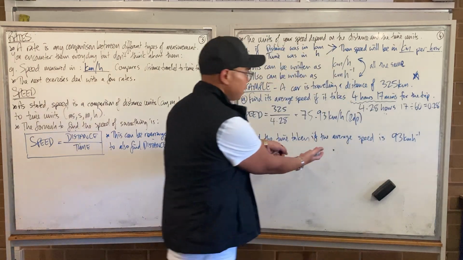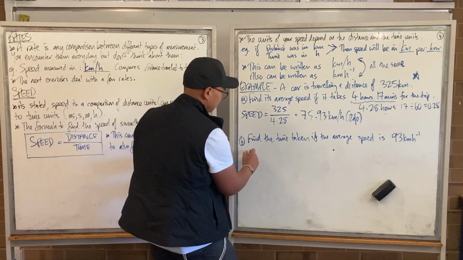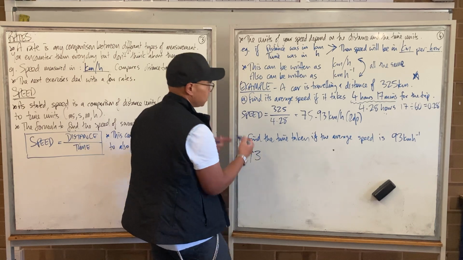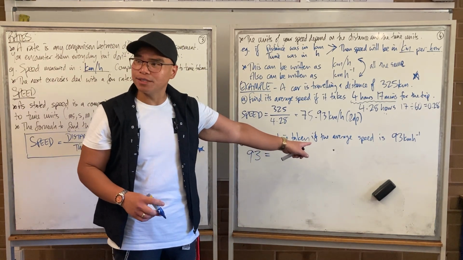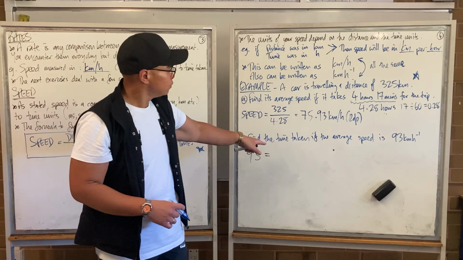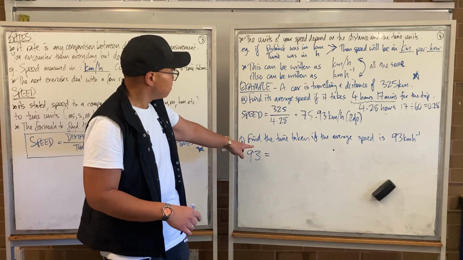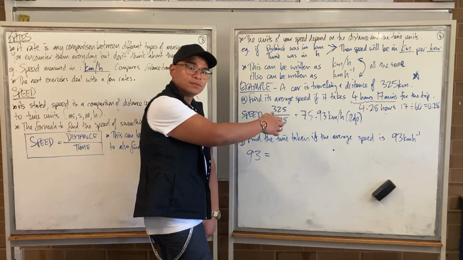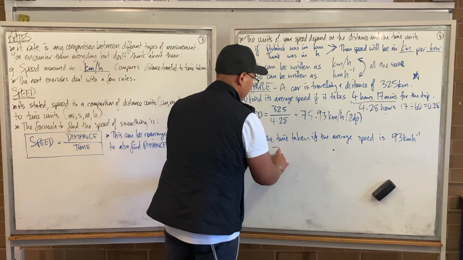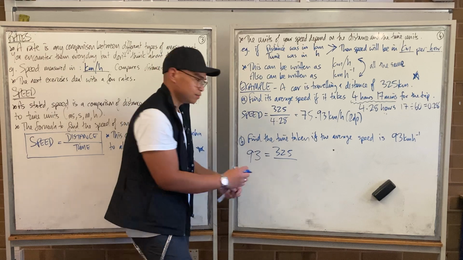Speed, do you know what the speed is in that question? How fast are you going? 93. So I've given you a formula that tells you the speed is equal to something. Find the time taken. Do you know, can you just give me a second? Because it's recording, yeah? Do you know how far this car was going? Yeah, 325. So what's the only thing I don't know? The time?